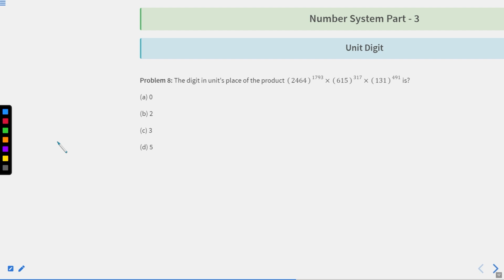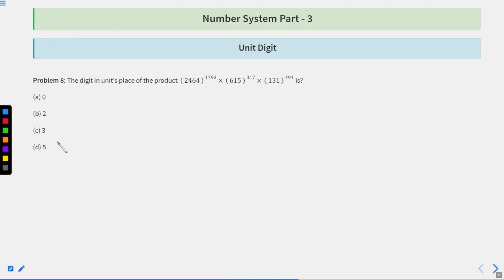Okay, let us move to problem number 8. Again we have a product of numbers in which we have to identify the unit digit. Again, we are going to break down the problem into smaller pieces. We are first going to identify the unit digit for this number, then for this number, and at last for this number. Then we will take the product of those unit digits and take the unit digit of the resultant product.